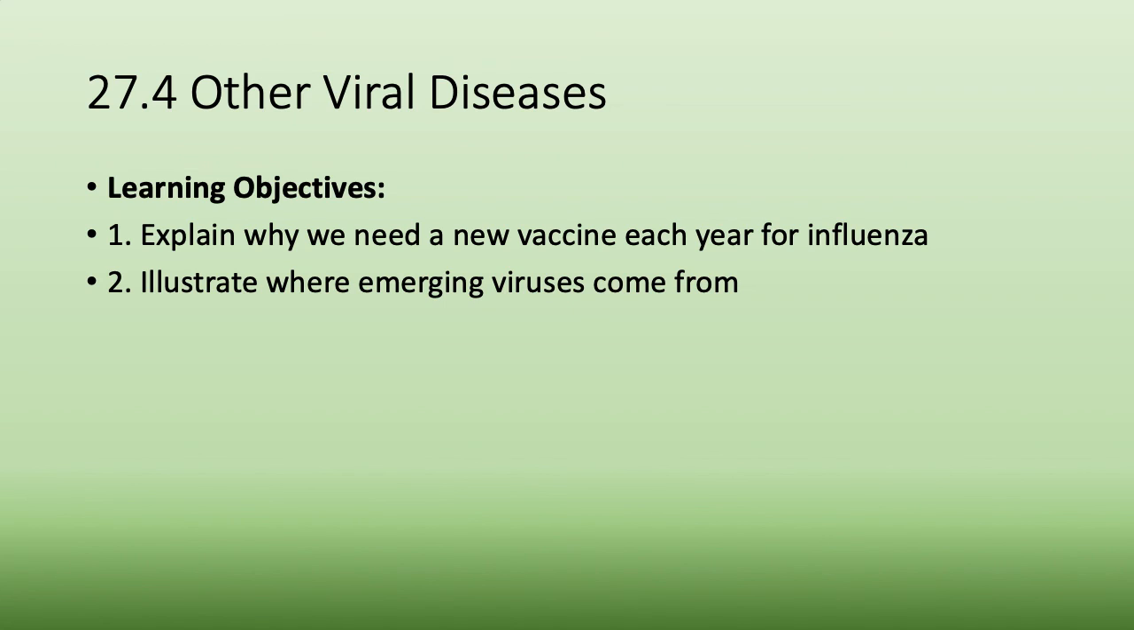We'll talk about other viral diseases. We'll revisit SARS. I'll talk a little bit about COVID. And then I'll also talk about something called prions, which affects the nervous system tissue with viruses.